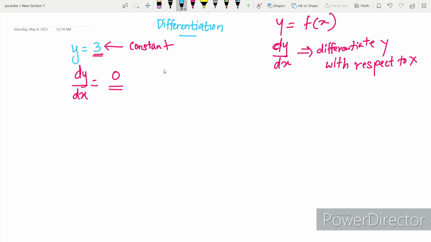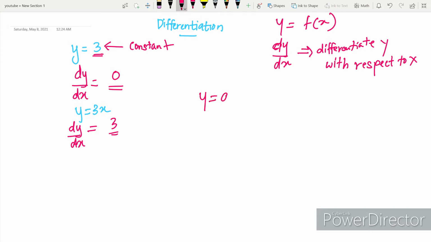And now I'm going to add an x to the equation I wrote initially. So that's y equals 3x. And again, I want you to differentiate this with respect to x. So I want you to differentiate y with respect to x, so dy over dx, and that would be 3. I would explain this as follows.